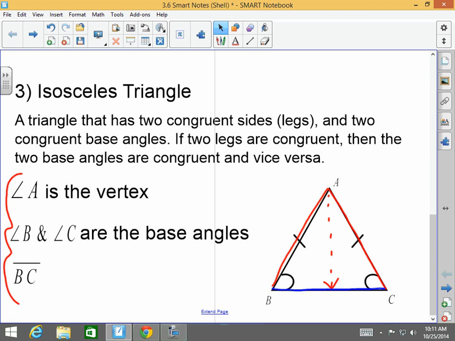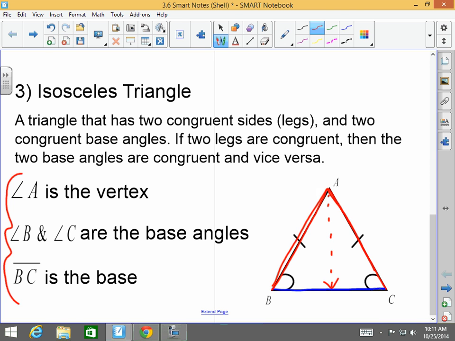Okay? BC, therefore, is the base. And AB, here in red, and AC are called the legs. All right? So I really need you to understand this. I hate to be a big repeater and a broken record, but we're going to just make sure you understand all of this. A is the vertex.